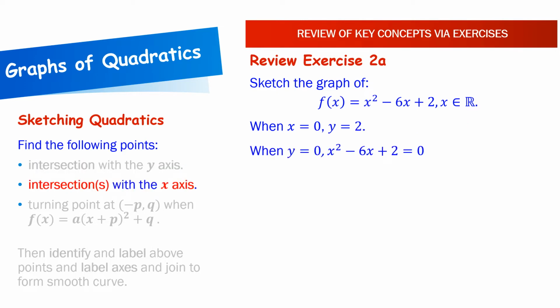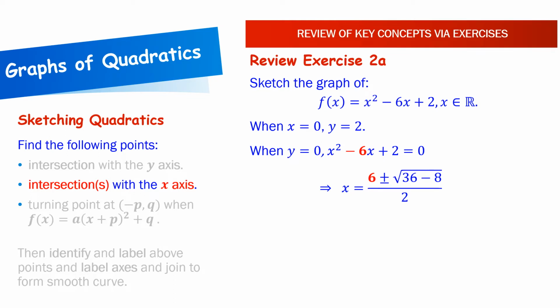Next in the process, we ask the question, when y is 0, what is the value of x? So we plug in f of x equals 0 into the equation to give x squared minus 6x plus 2 equals 0, and then we solve.